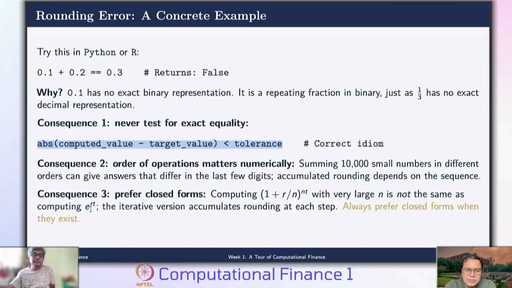So, are there some other issues we need to worry about when we are dealing with numerical quantities? Are there different types of errors that are there?